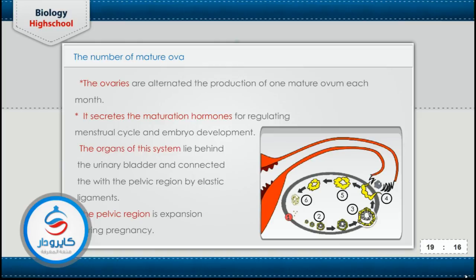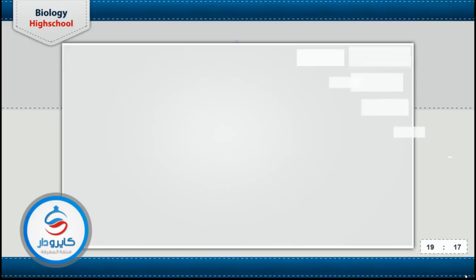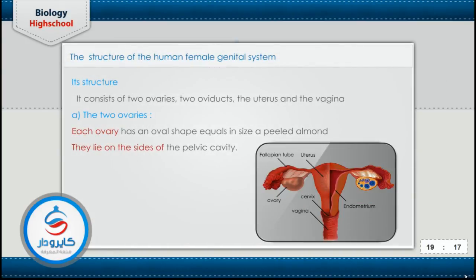The ovaries are attached to the pelvic part of the human female by a great number of ligaments and tendons that help the female reproductive system to grow during the presence of the fetus, or during the pregnancy stage. The organs of this system contain elastic fibers and elastic muscles that help the size of the uterus to grow during the presence of the fetus. The pelvic region expands during pregnancy to facilitate the growth of the embryo.